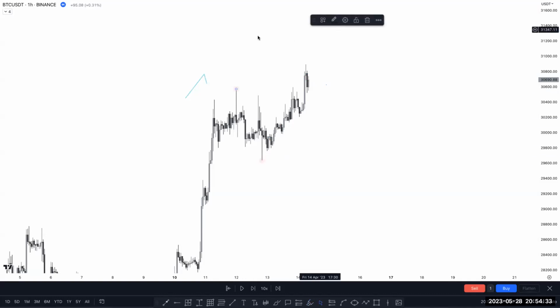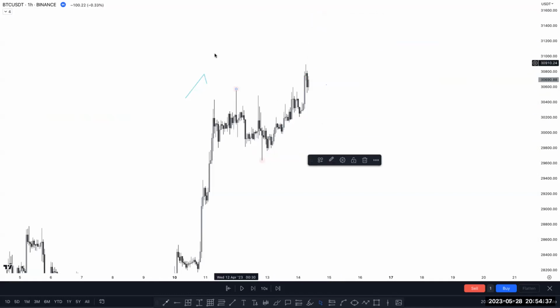Why? Because market taken out the inducement at this point. When market taken out the inducement, then our higher high is a confirm here, right? And this point become our higher high. Let me name this one.